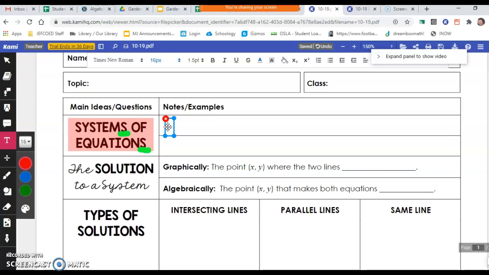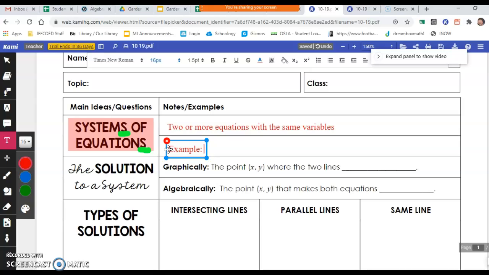Now, systems of equations are two or more equations with the same variables. Okay? Two or more equations with the same variables. Okay? Now, please be careful. I'm going to give you an example right here, but this is just an example. So please, when you put this in your notes, please put this is an example.